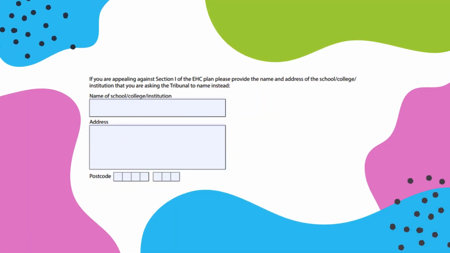This next section only needs to be completed if the parent, carer, or young person is unhappy with Section I of the EHCP. If this is the case, then the parent, carer, or young person's preferred education setting, along with the full address, needs to be completed.